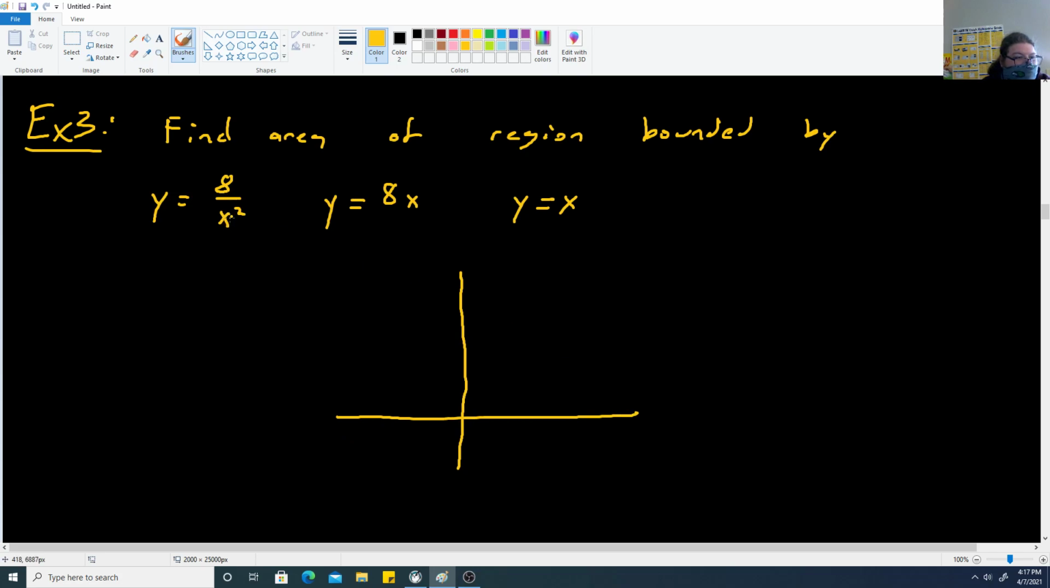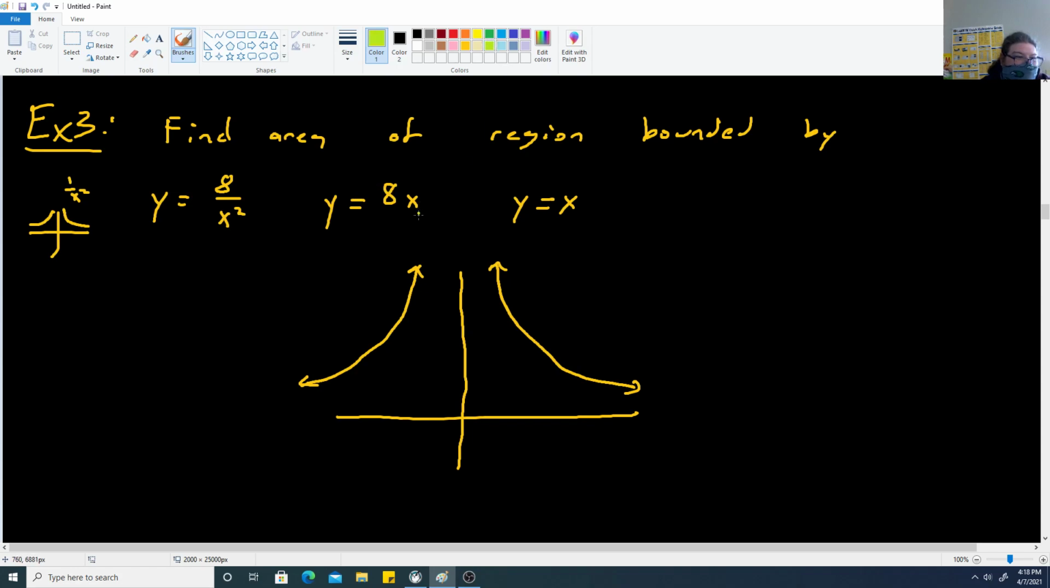this is a reciprocal, or not reciprocal, but this base graph 1 over x squared looks like this. And this has been vertically stretched by 8. So our graph's going to kind of look something like that. So this is our 8 over x squared graph.